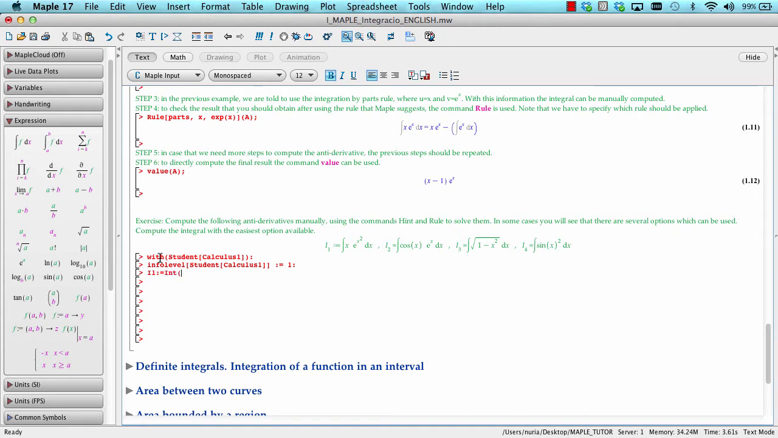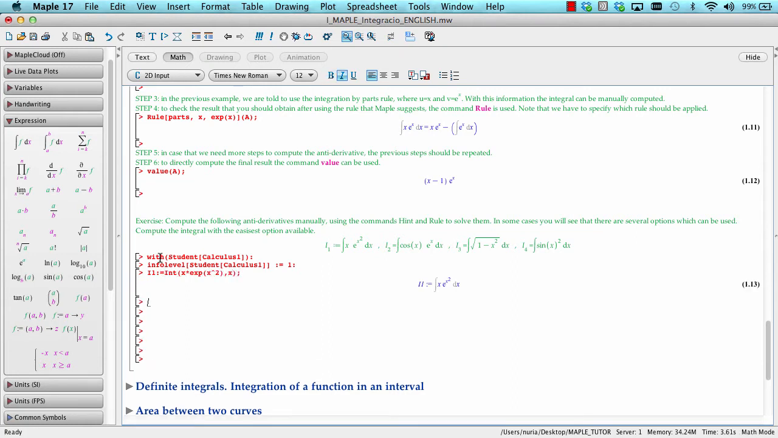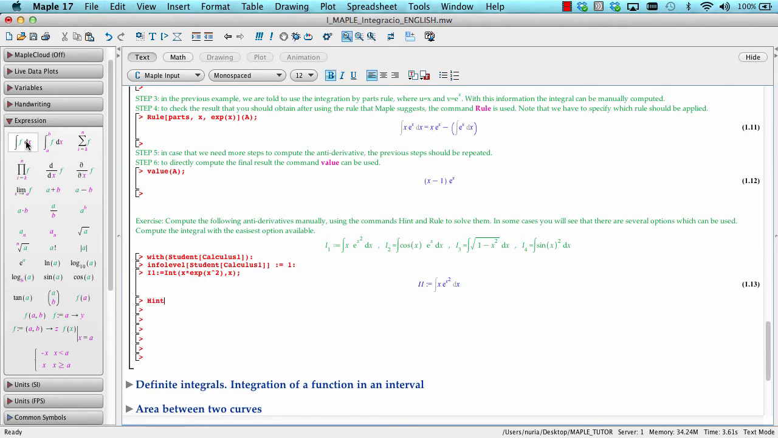I1 is going to be the integral of f times the exponential of x squared with respect to x. Okay, you can also do it with the palette if you want, and then change the small i for a capital I. Okay, now that we have the integral, we ask for help.